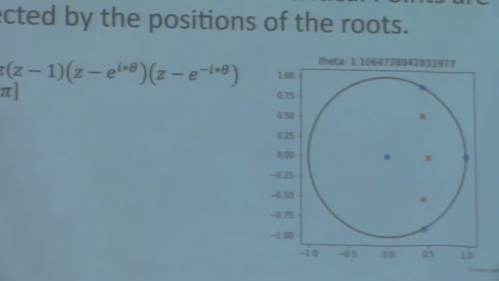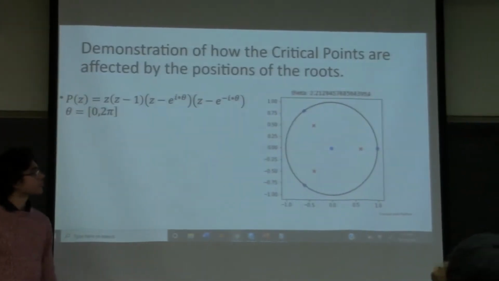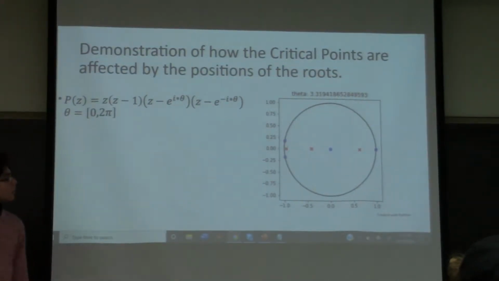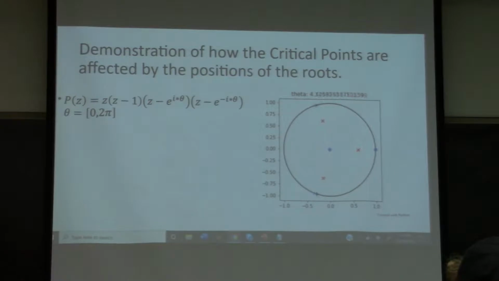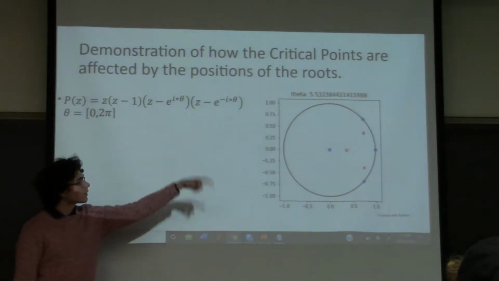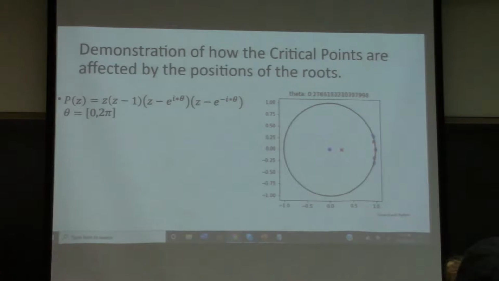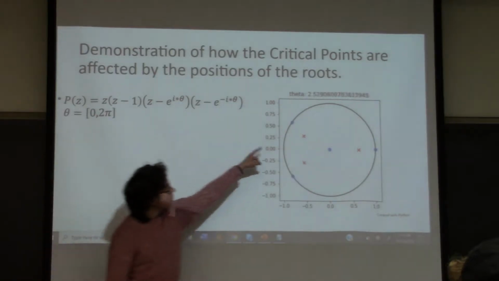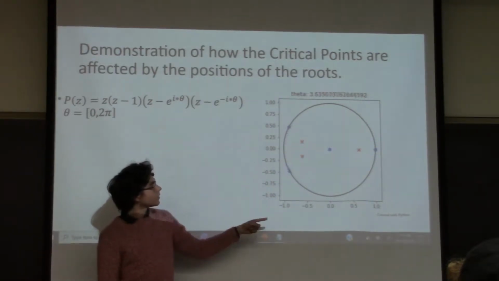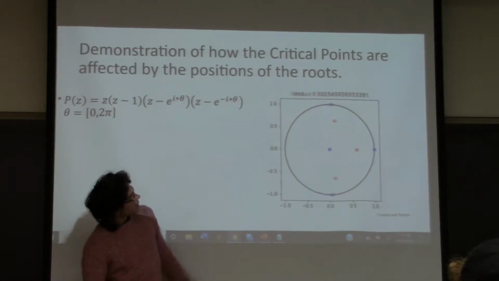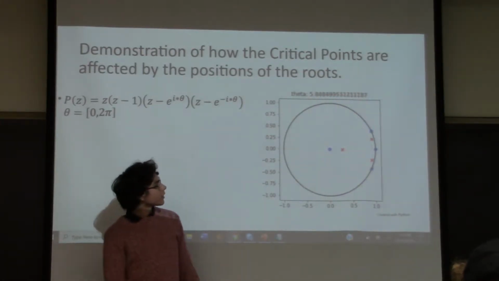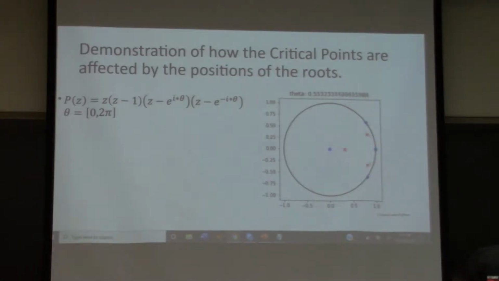Cool. So this is a demonstration of how the critical points are affected by the positions of the roots. I mean, it's a cute little thing with Python. So if you have your polynomial as it is, this is just a fancy way of saying points on the circle that are reflected by where it is. So as you can see, if you follow, these are the roots. The critical points are always going to be within the convex hull of it, and all of them change slightly based on where they are. Does this make sense? Or should I explain something else? Is everything all right? Okay.